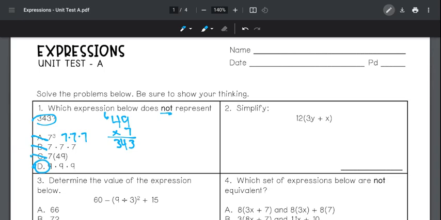Number 2, it says simplify. You are supposed to apply the distributive property. The outside wants to be part of everything on the inside. So 12 times 3y, multiply your numbers, keep your letter. 12 times 3 is 36, keep our y, keep your plus sign, multiply 12 times x, and we get 12x. There's your final answer.